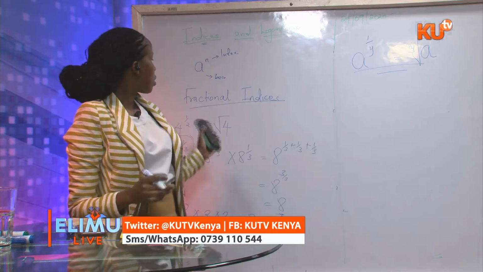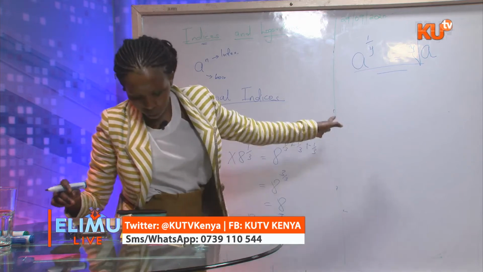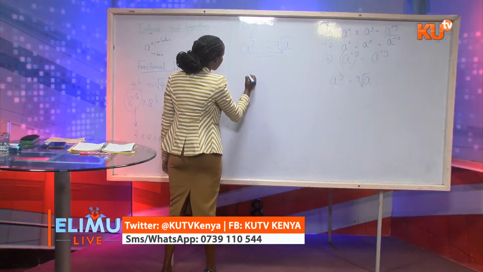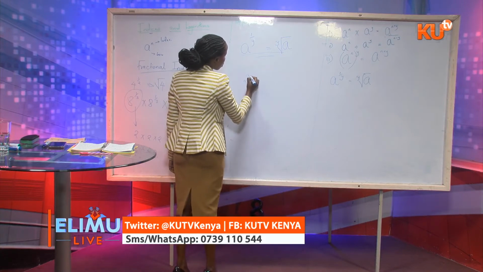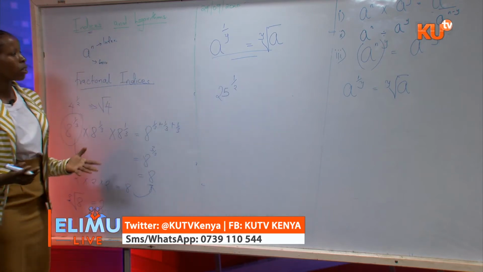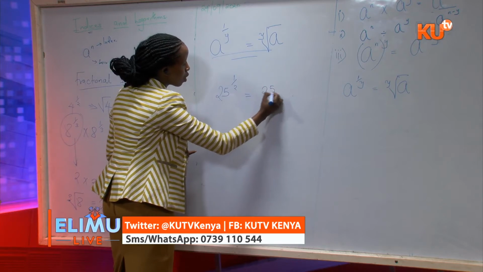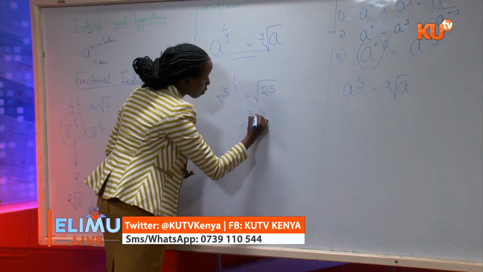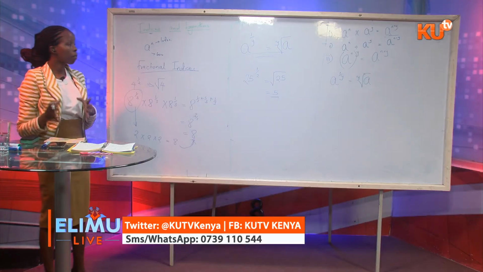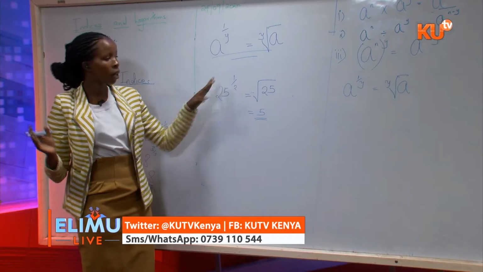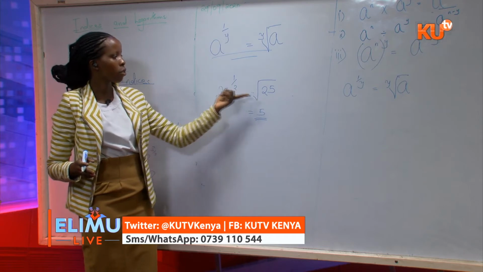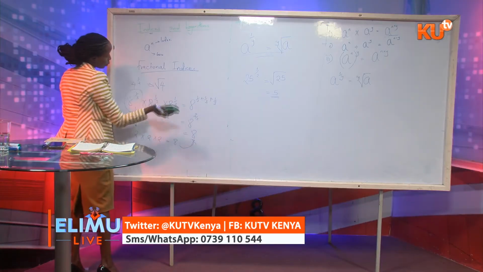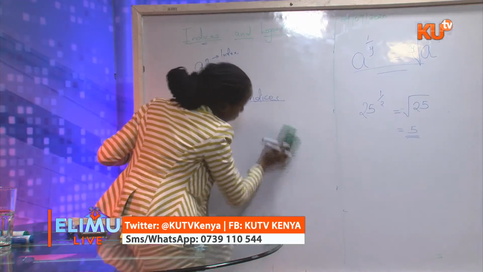I will also want us to look at the zero index. But first, let us look at an example. If I have 25 raised to a half, what will this mean? It will mean the square root of my base, 25, which is 5. Wherever you have a fractional index, it will simply narrow down to the root of the base given by that index. Let us check it. We will look at more examples as we go on.